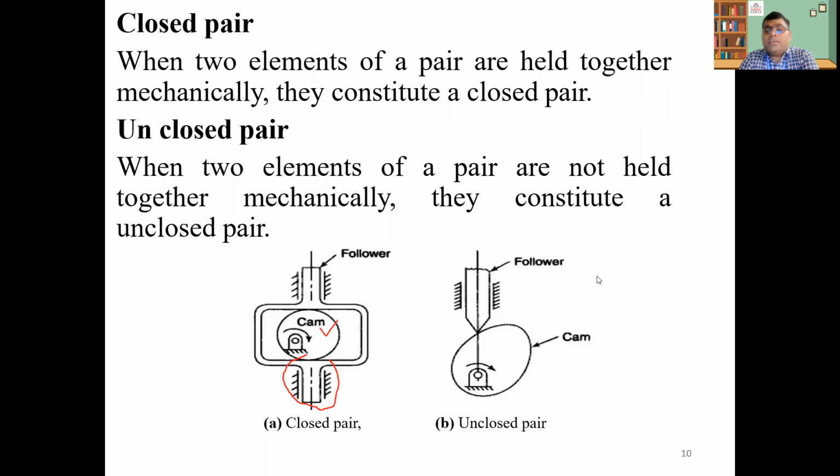Unclosed pair, you can see here pair 1 and 2. Okay, so this is also an example of cam and follower. Here you can see they are held together, but to keep these two elements together, there is no need of any external means. So they are in contact due to gravity or by some external means, such as providing some spring action. So this is called the unclosed pair.